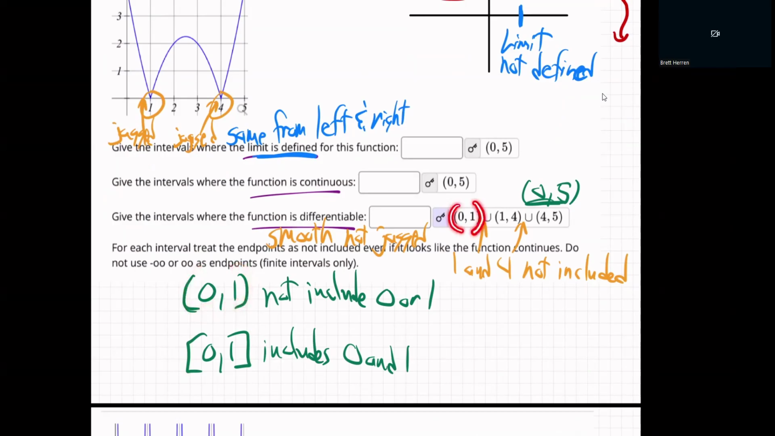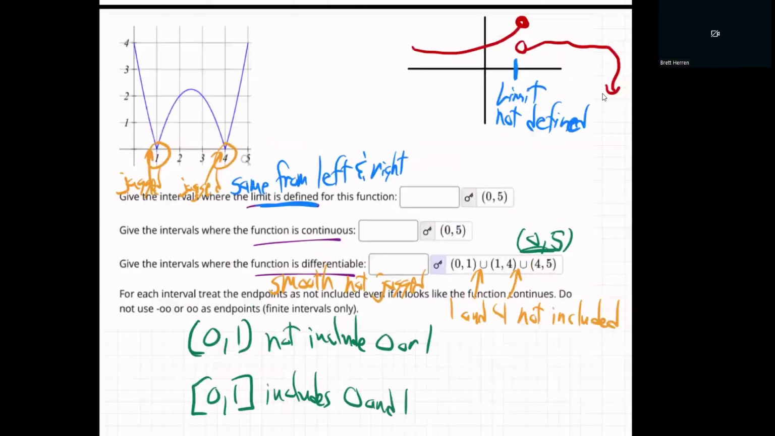So when they put parentheses on the 1 in the first interval, 1's not included, and then they put parentheses on the 1 in the next one too. So 1's not included in either interval. Same thing with 4. When they do the parentheses on both the 4's, 4's not in either interval. This is just a fancy way of saying everything from 0 to 5, not including 1 and 4, which is exactly right. At 1 and 4, those are jagged spots. It's not smooth there. It's smooth everywhere else. And you might ask, why didn't they include 0 and 5, the endpoints? Well, right here they said to treat the endpoints as not included. That's why we have parentheses on all the endpoints.